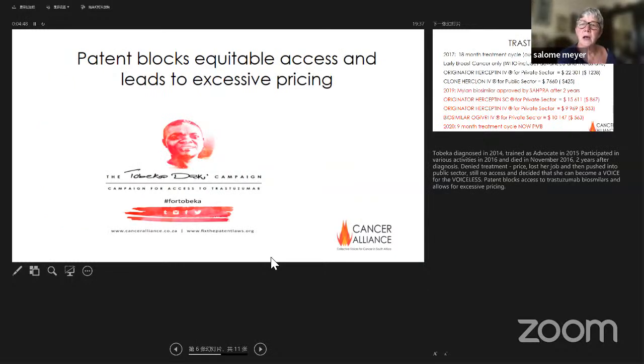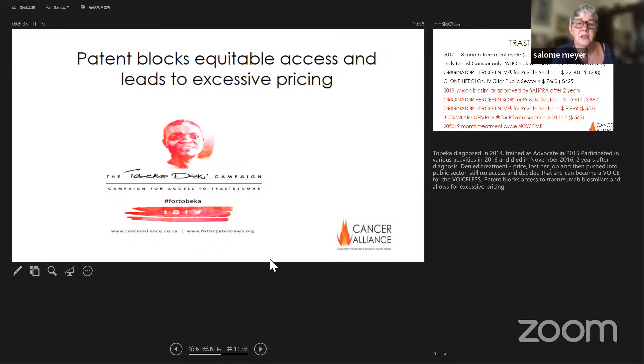So next slide, please. What we have seen is that patents block equitable access and lead to excessive pricing. The first example that I want to use is that of Trastuzumab, which was added to the WHO list in 2015. Our activist behind that, and the face behind the campaign, was Tobeka Daki, who unfortunately died 2 years after diagnosis, never having had access to Trastuzumab. And she was in the private sector. So that was specifically the situation for her.